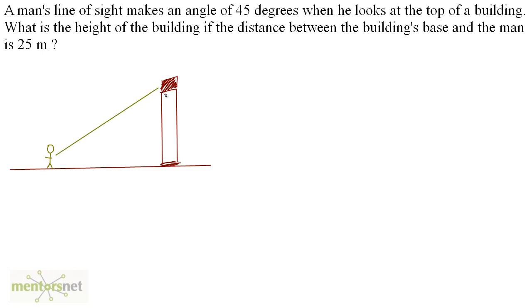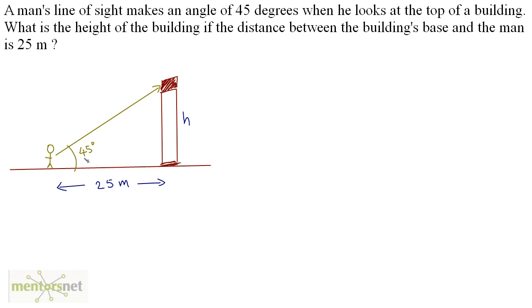So this man, when he looks at the top of this building, makes an angle of 45 degrees with respect to the horizontal line, which is the ground here, right? Now we have been given the distance between the building's base and the man, which is 25 meters. So this distance basically is 25 meters, right? And we have been asked what is the height of this building. So this height of this building has been asked.